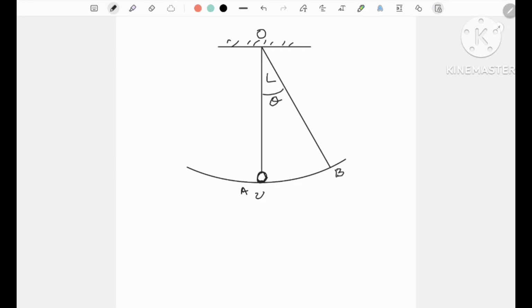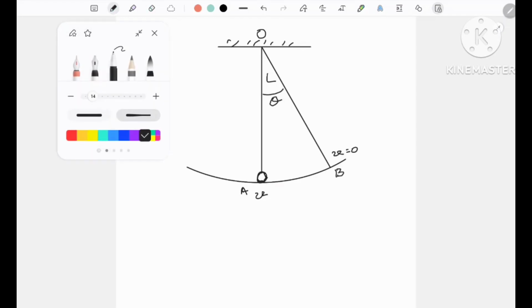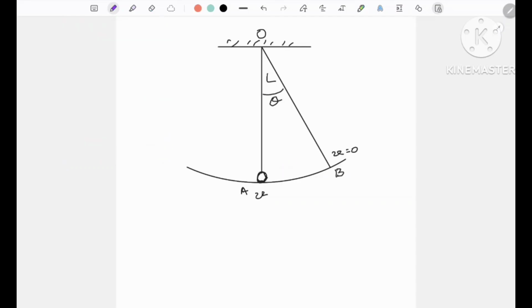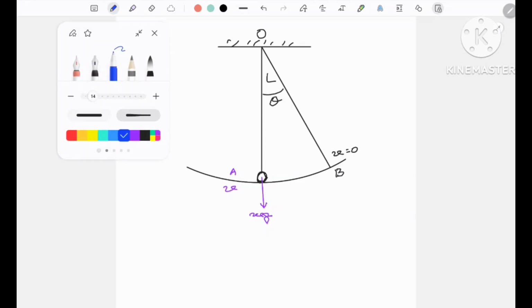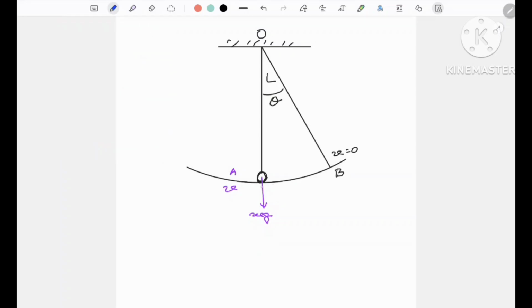A पर velocity is V and B पर velocity is 0. Maximum tension will be at A. A पर जो बॉब है, उसका वेट डाउनवर्ड एक्ट करेगा mg, and due to revolution centrifugal force will act downward.